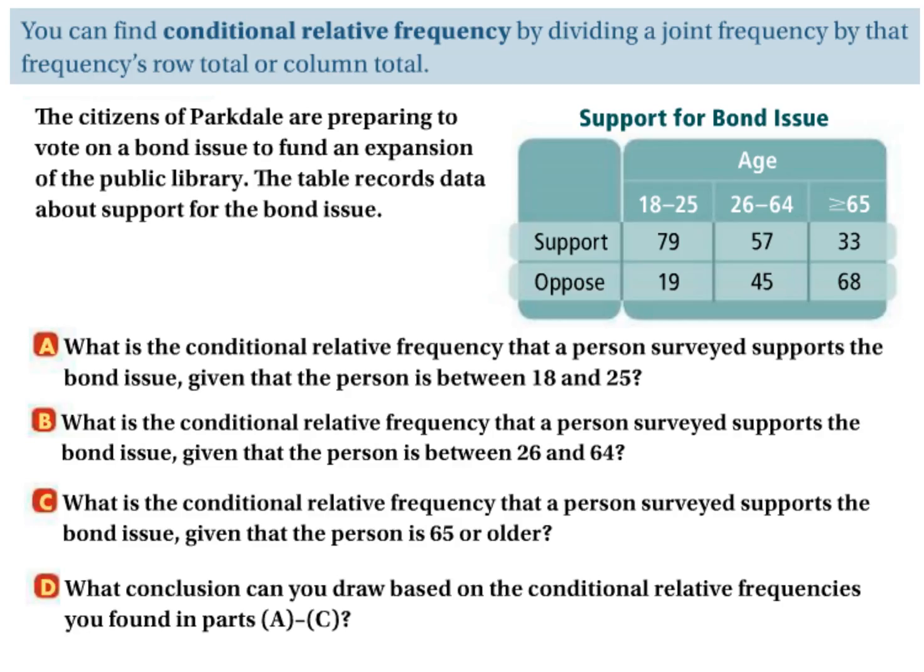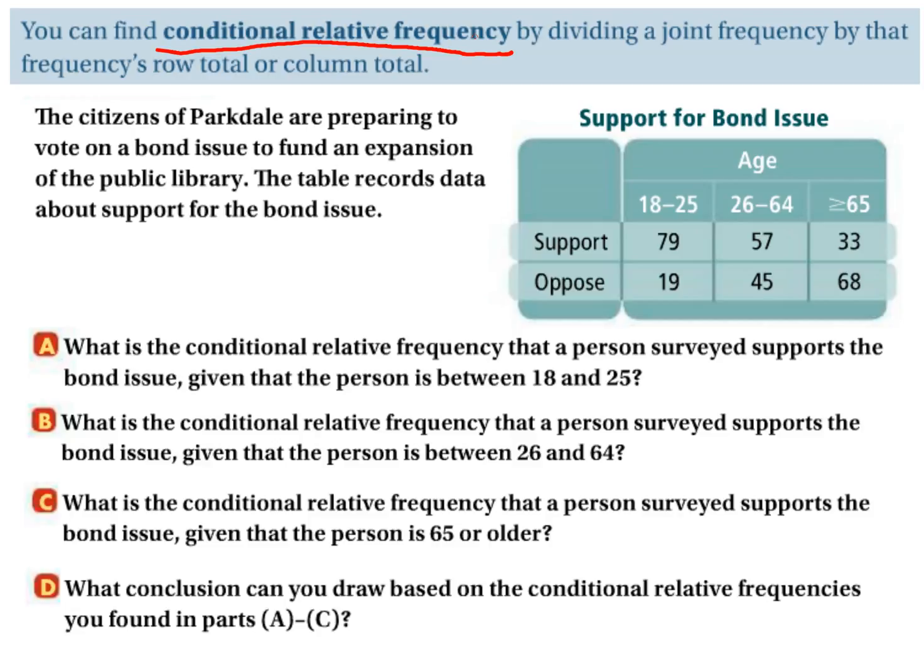Lastly, we're going to take a look at conditional relative frequency. In a conditional relative frequency, you're going to divide the joint frequency by the frequencies of the row or column. You have to take a look at what the condition is that must be met first to decide whether or not you use the row or the column.